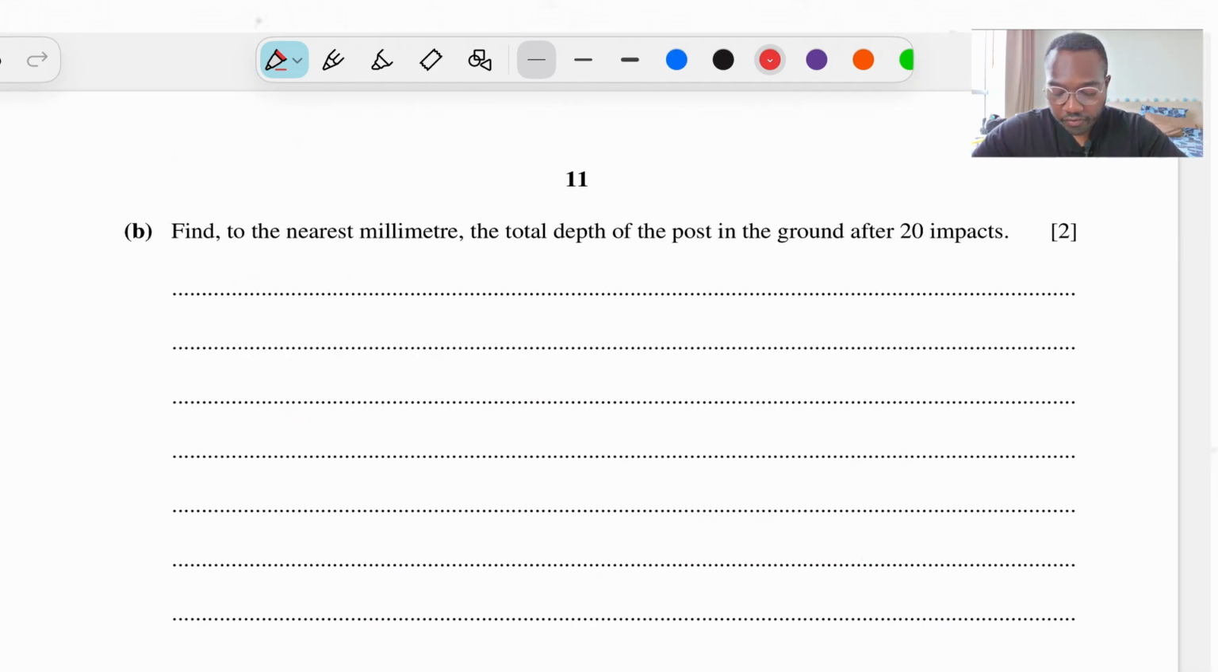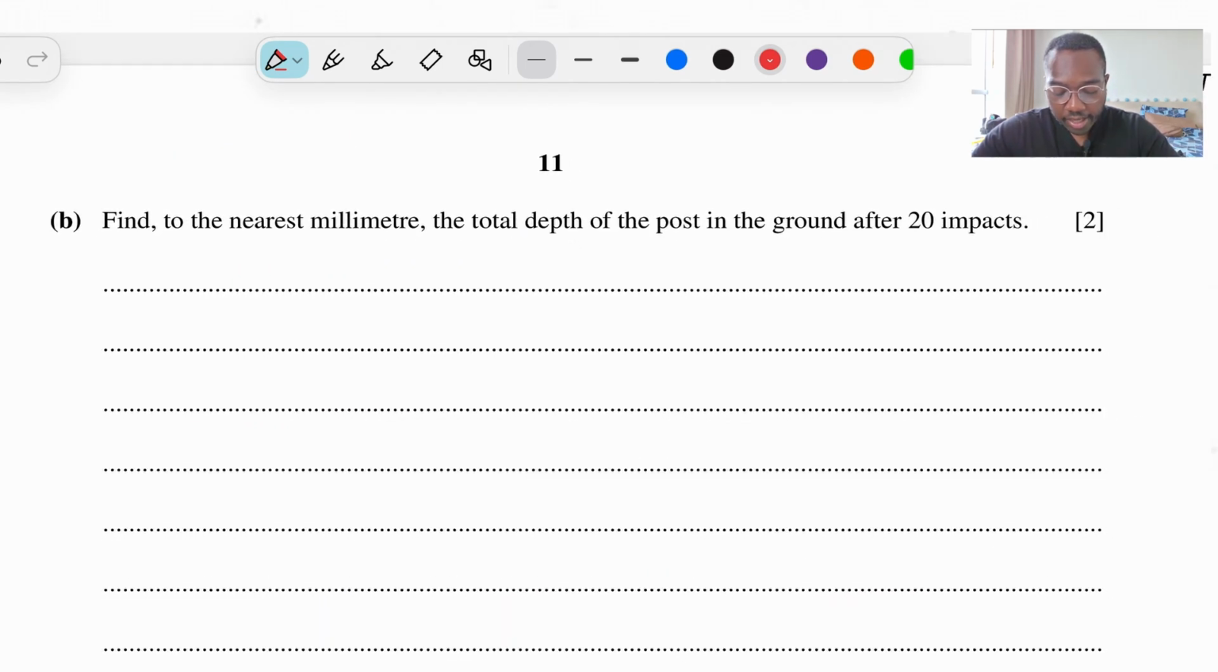So next question, we need to find, to the nearest millimeter, the total depth of the post in the ground after 20 impacts. They pretty much want us to work out the sum of the first 20 impacts. You have to be careful of this because you may think, it's a convergent geometric sequence, I can just use the sum to infinity. Be very careful, because it says find the total depth of the post in the ground after 20 impacts. That's the key. It wants it after 20 impacts.